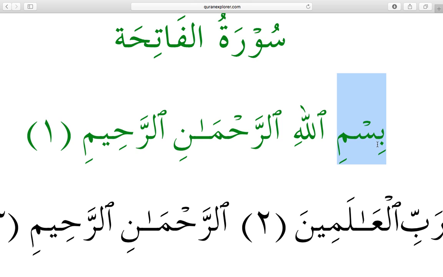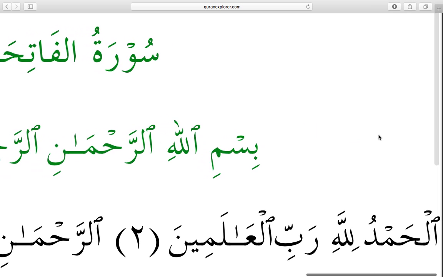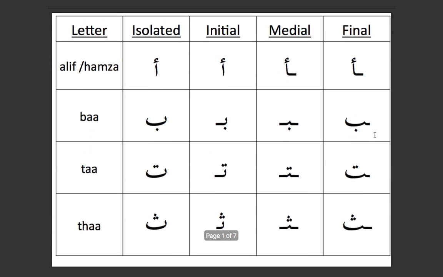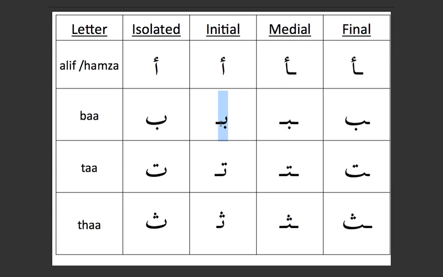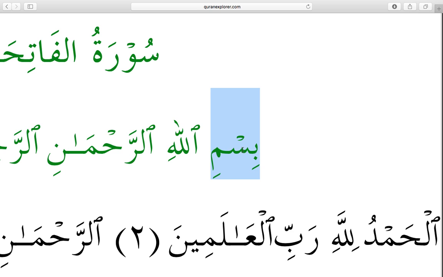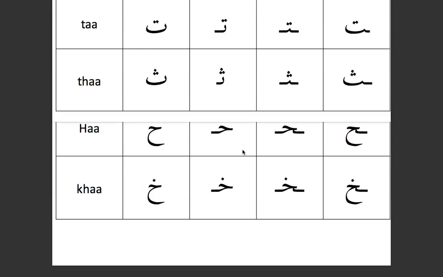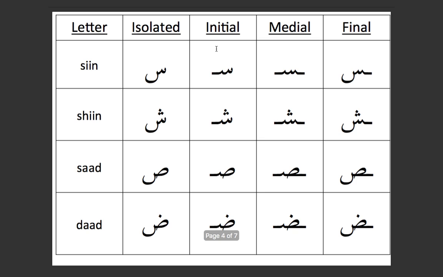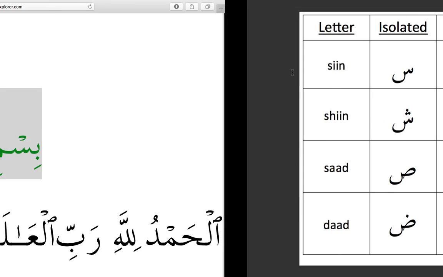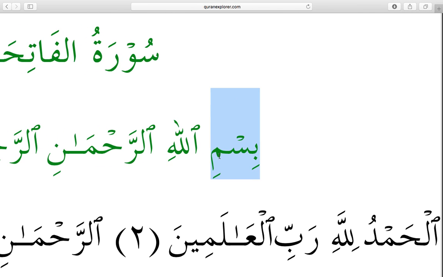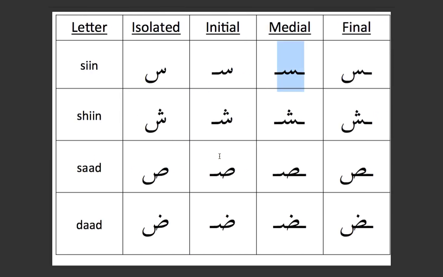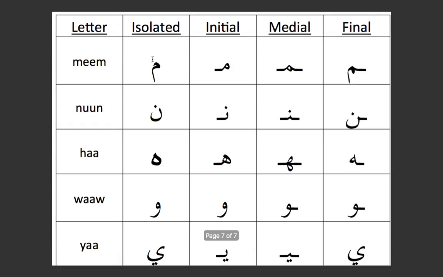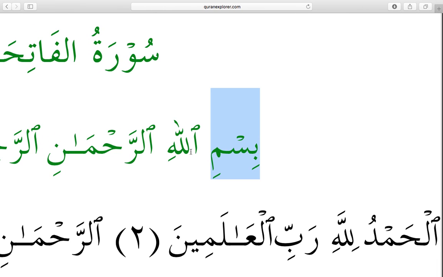So this word is Bismi, and it consists of the initial form of the letter Ba. So let's switch back and find the initial form of the letter Ba. This is the initial form of the letter Ba. It consists of the medial form of the letter Sin. The medial form of the letter Sin. And it consists of the final form of the letter Mim. It's the final form of the letter Mim. So the word is Bismi.